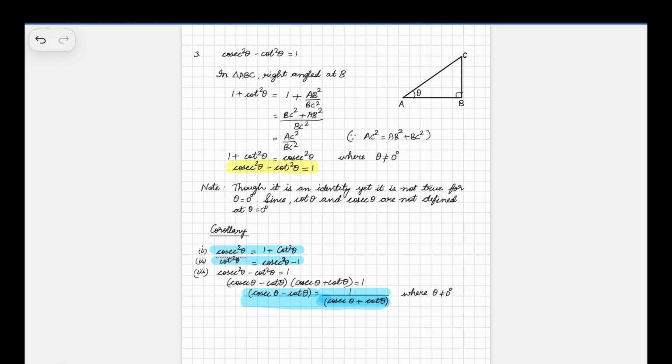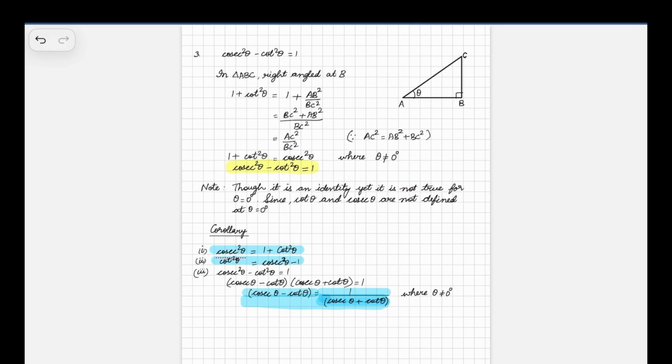The third identity is cosecant square theta minus cot square theta equal to 1. In the right angle triangle ABC, right angled at B, 1 plus cot square theta is equal to 1 plus AB square by BC square. When we take the LCM, we get BC square plus AB square by BC square. Now BC square plus AB square is AC square according to Pythagoras theorem. So we get AC square by BC square, which is equal to cosecant square theta. So 1 plus cot square theta is equal to cosecant square theta, where theta is not equal to 0 degrees. So cosecant square theta minus cot square theta equal to 1.